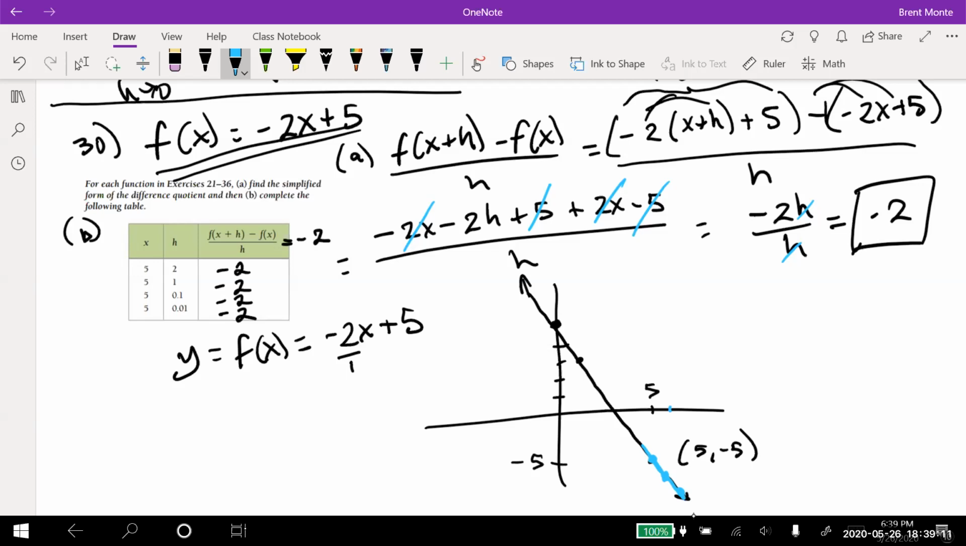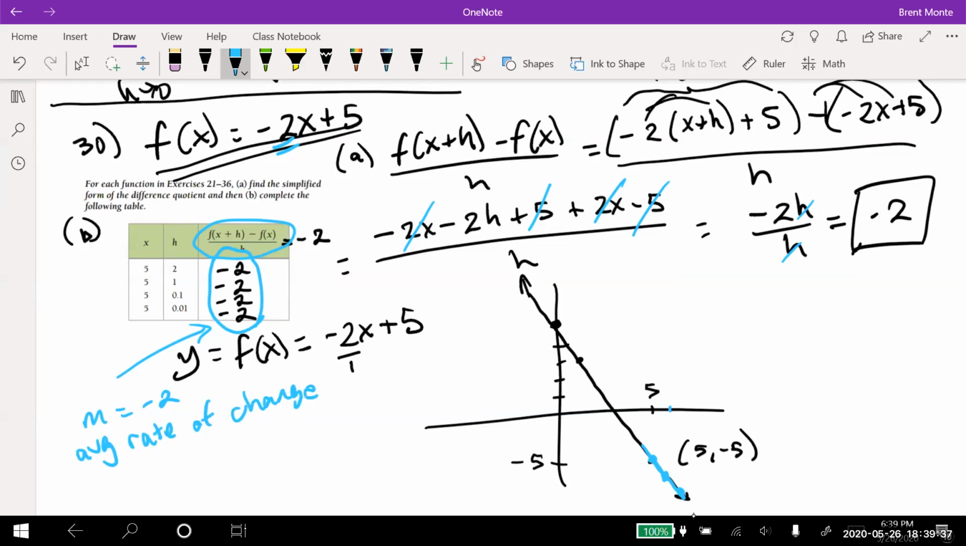Notice since my function is a line with a slope of -2 and the average rate of change means the slope, all of the answers are just the slope. So that's the slope of the line but it's also the average rate of change. Doesn't differ from that.